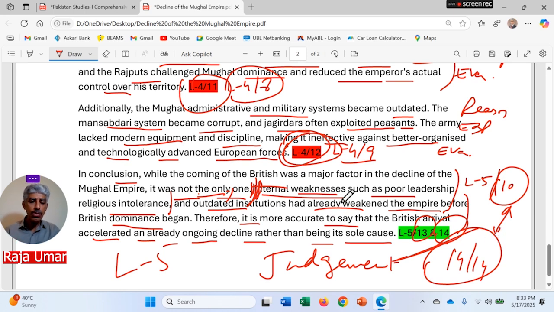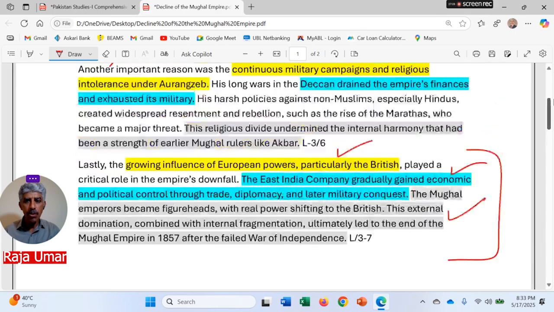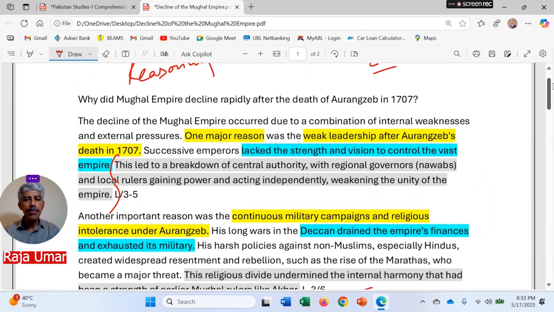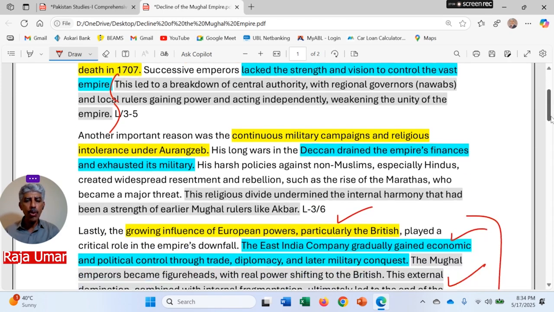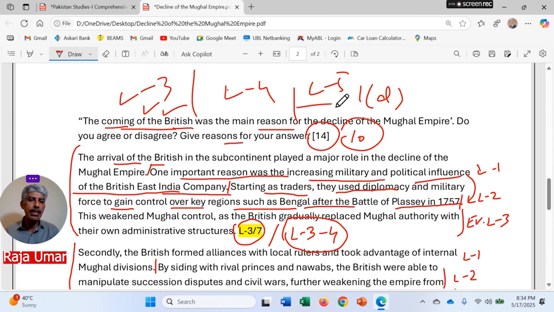Very much hopeful that you have understood what I have explained today, how to attempt a 7 marks question or a 14 marks question here. So we are done with the topic decline of the Mughal Empire, and it comes up to this point only: they talk about the decline of the Mughal Empire, and they take one reason as the major one in the question, and they ask whether you agree or disagree with that one, and you make this one your level 3 and the others your level 4 and your judgment level 5. That's it. And the marking scheme is the same one as I have explained.